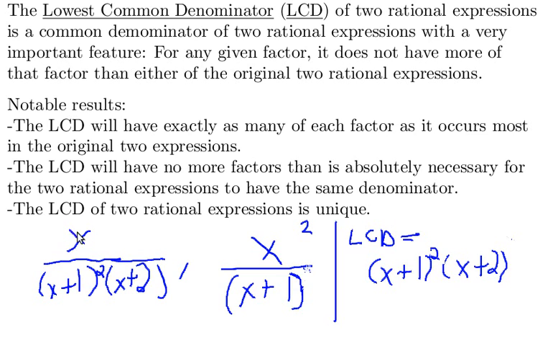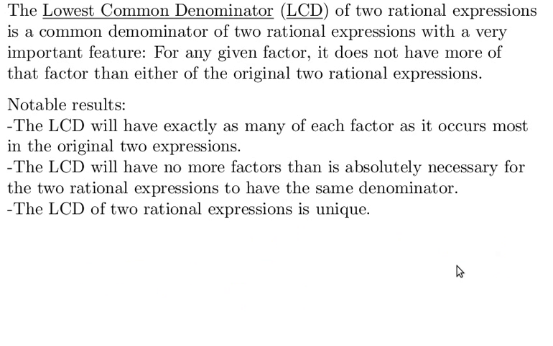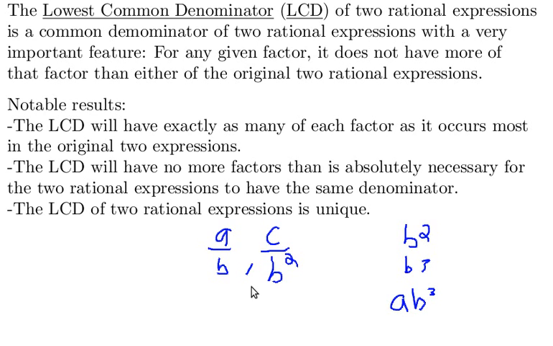And another result is that the LCD of two rational expressions is unique, like the one that I deleted earlier. So let's just clear off the whole thing. So remember, I had a over b and c over b squared. Well, there are a lot of common denominators for this. I mean, we could have a common denominator of b squared, we could have b cubed, and we could have a common denominator of ab cubed. Just multiply top and bottom of this by ab squared, and multiply top and bottom of this by ab. But there is only one lowest common denominator.